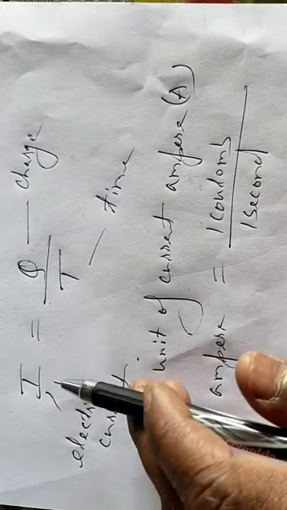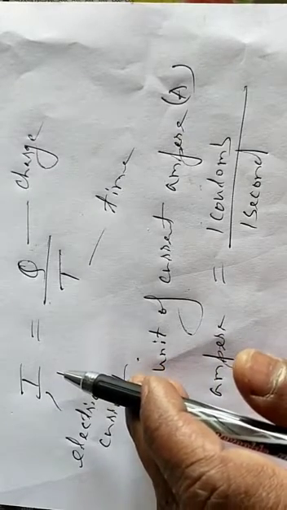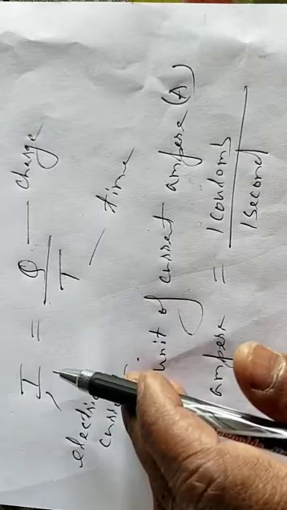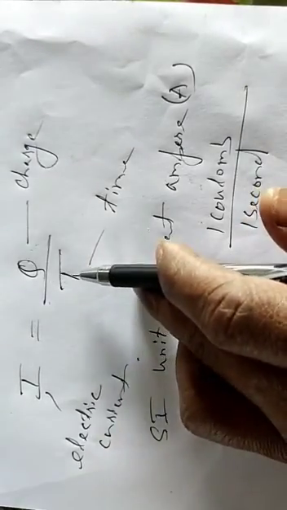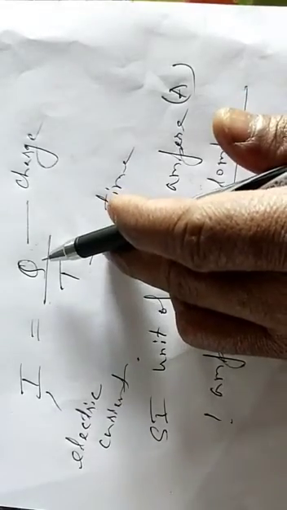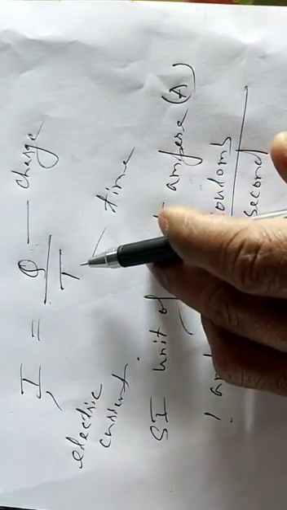So we can define an electric current as the amount of charge flowing past a point in a unit time. Suppose I is the electric current flowing through that point, then we can write I is equal to Q by T. Q is what? Charge. And T is what? Time.